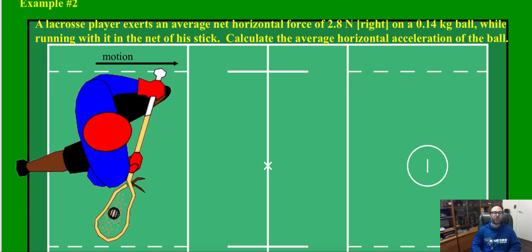So once again, we're going to go force is equal to mass times acceleration. We're going to rearrange this formula to get my acceleration is equal to force divided by mass. In this case, I have 2.8 newtons divided by 0.14 kilograms, which ends up giving us an acceleration of 20 meters per second squared to the right.